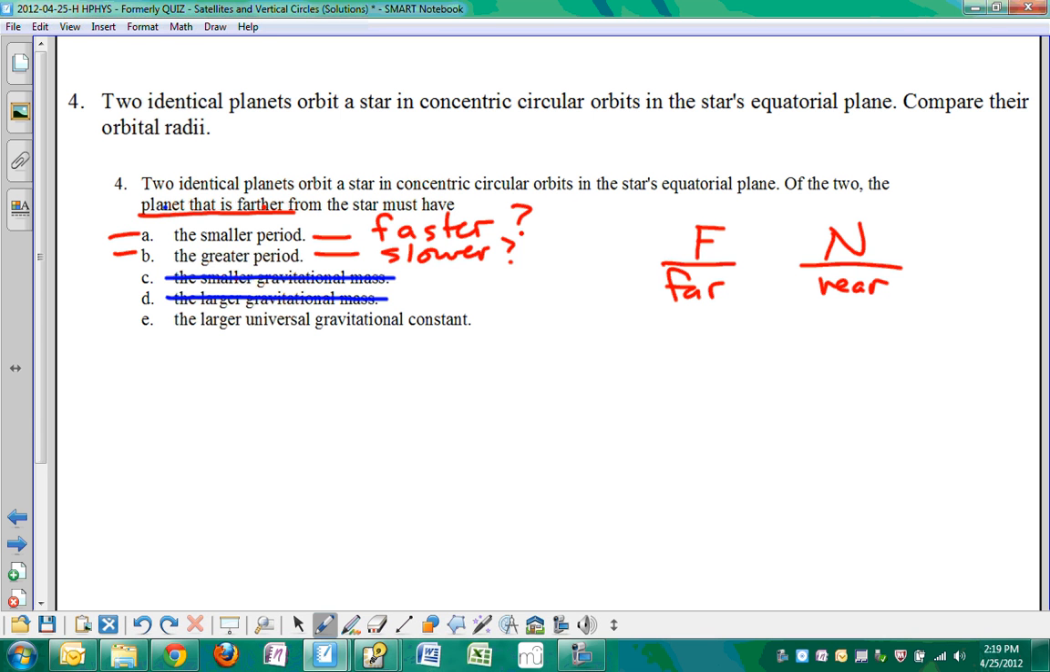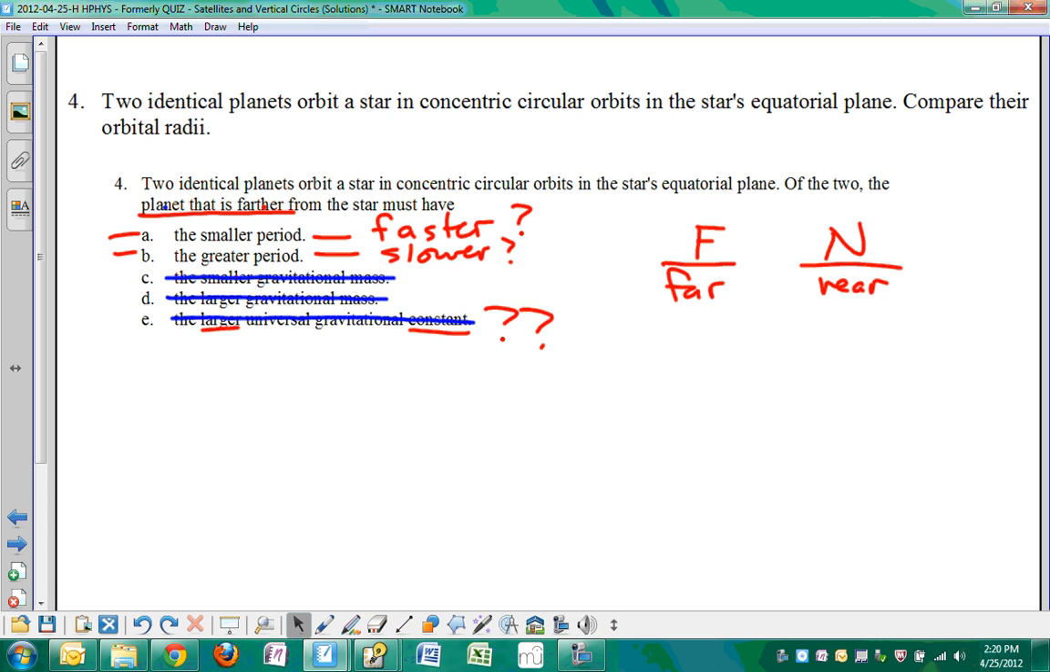We don't know anything about the gravitational mass of the planet based on its distance. Those are independent. You can tell because if you've got the sun, we've got Mercury and Venus getting bigger, Earth slightly bigger, Mars smaller, then Jupiter real big. So the sizes go up and down, bigger and smaller. We can't draw any conclusions about the size of the planet based on its distance from the sun. And a larger universal gravitational constant, what's wrong with that? A larger constant doesn't make any sense, so we'll get rid of that one as well. So basically the question we're asking is, which one has a faster orbit, the one that's closer or the one that's farther?